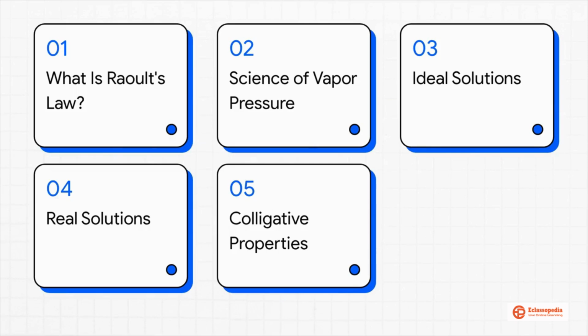So here is our roadmap for today. We'll start with what exactly is Raoult's law? Then the actual science of vapor pressure. Next, understanding ideal solutions, followed by real solutions and their deviations. And finally, the impact on colligative properties. Let's get right into it.